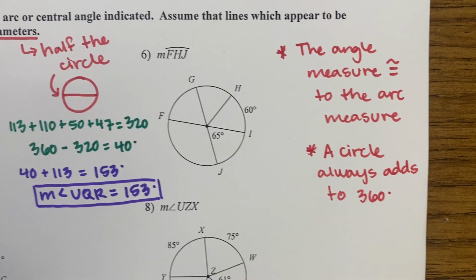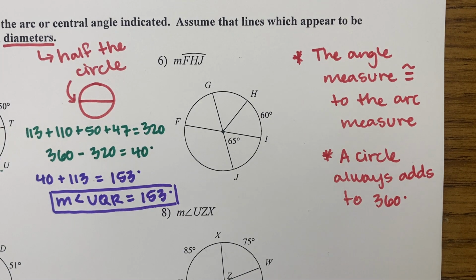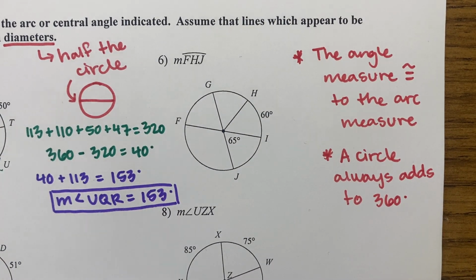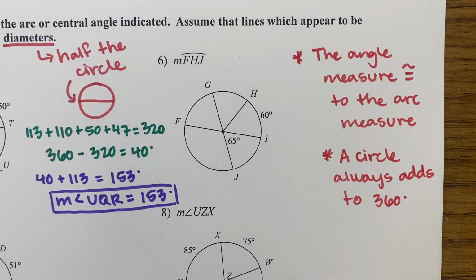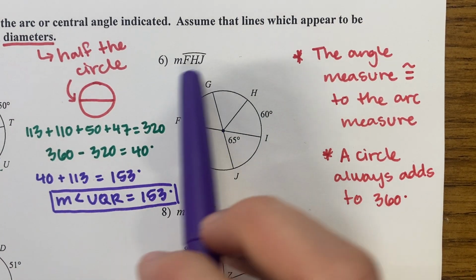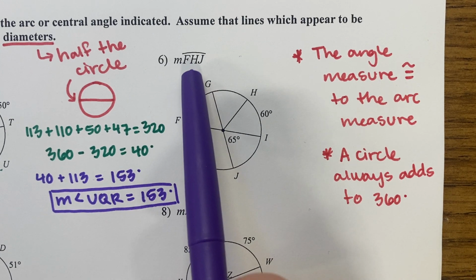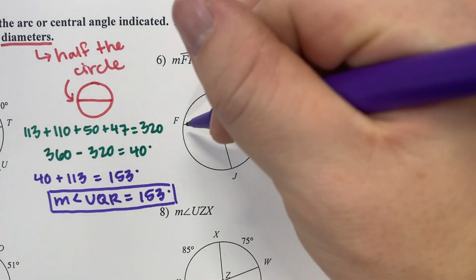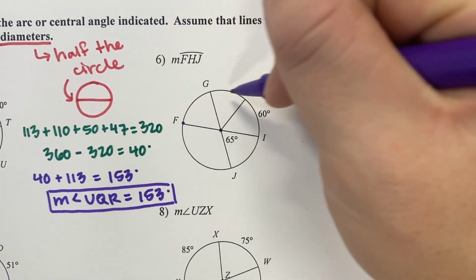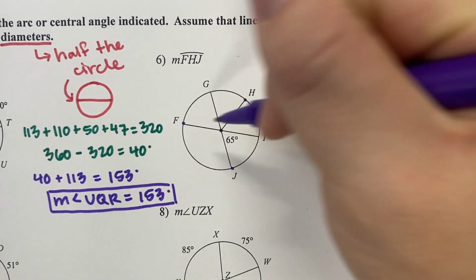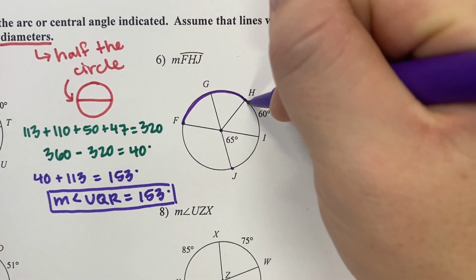Alrighty, I know we don't have a ton of room in number 6, that's okay. Alright, so first identify what it is we're actually trying to find the measure for. We're trying to find the measure of arc FHJ. So we have F, and it's going through H and ending at J. So FHJ.